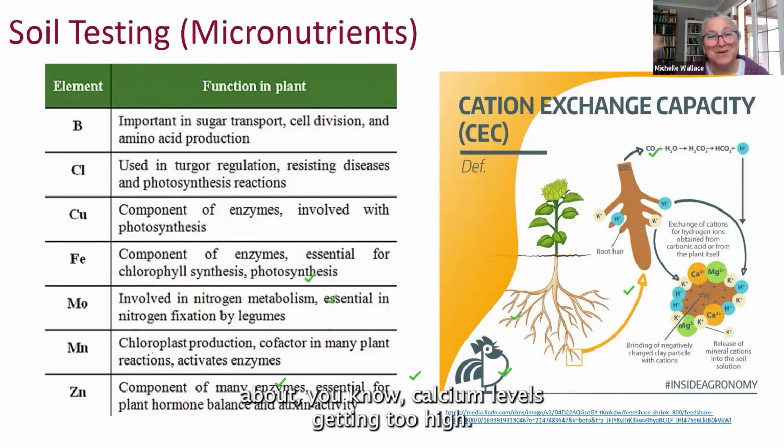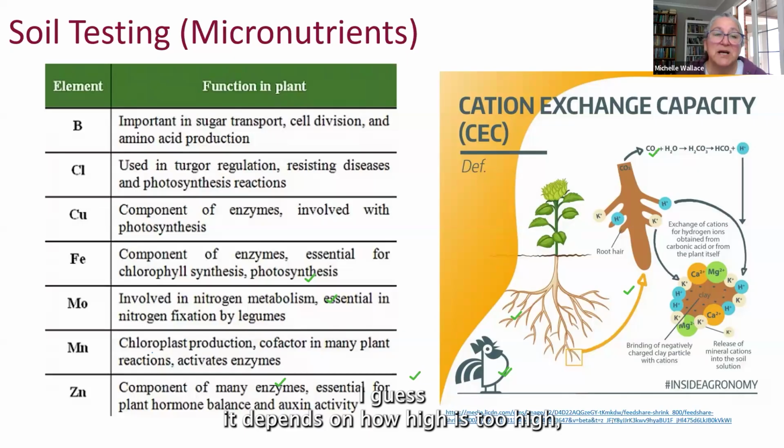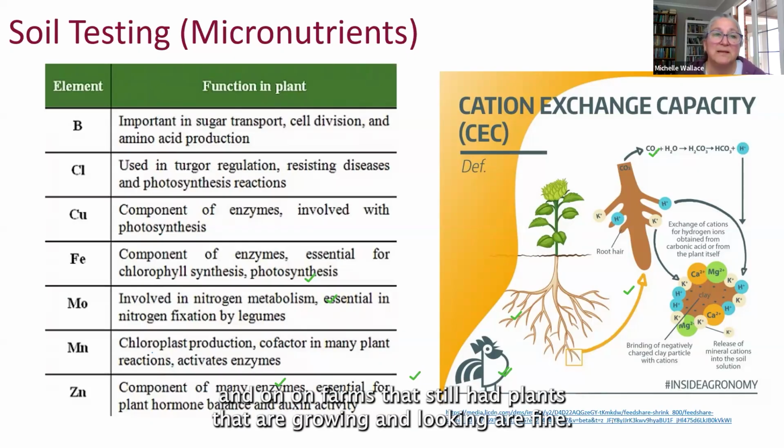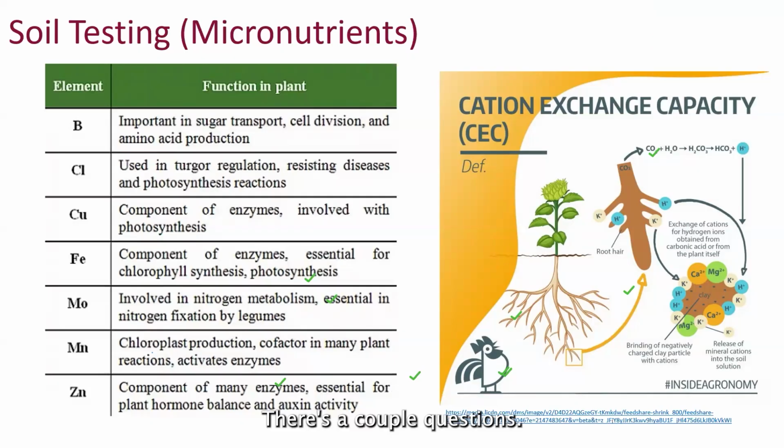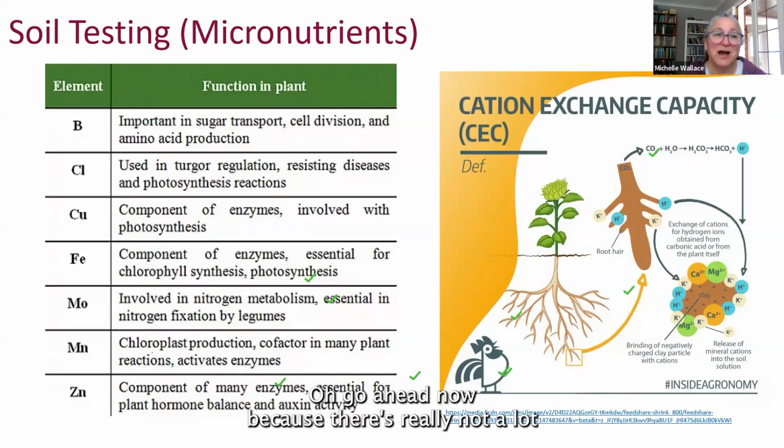The question was about calcium levels getting too high. I guess it depends on how high is too high, but I've seen some pretty high soil test reports with calcium, and on farms that still had plants that are growing and looking all fine. So you just got to mitigate it as best you can, because there's really not a lot you can do.